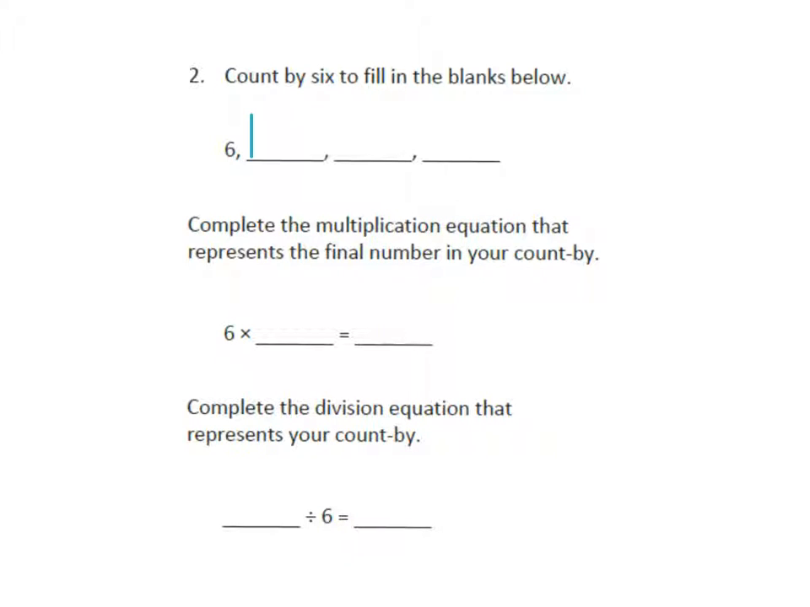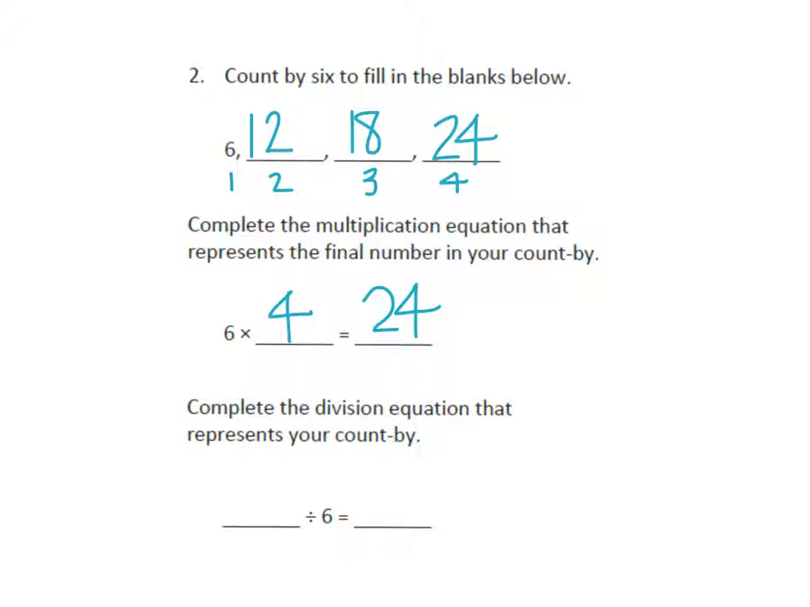So 6, 12, 18, 24. Complete the multiplication equation that represents the final number in your count by. So that means I need to see how many times did I count by 6, and that is 4. So 6 times 4 is equal to 24.